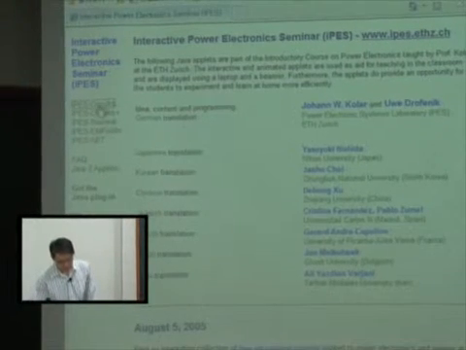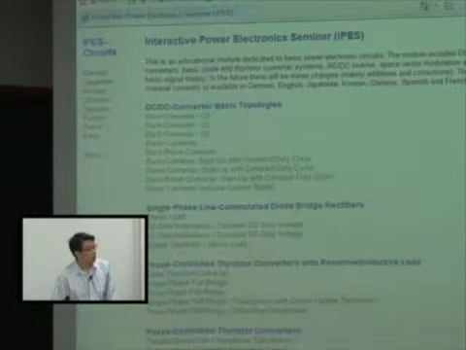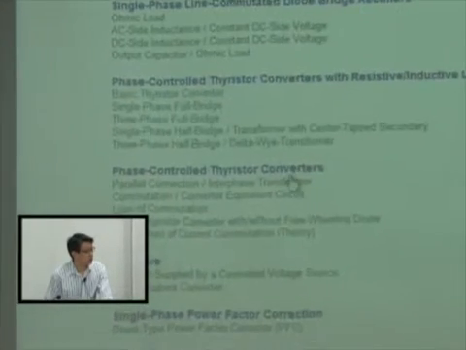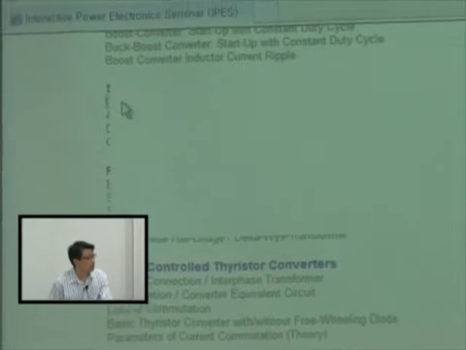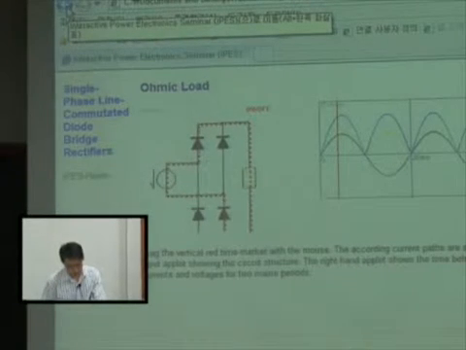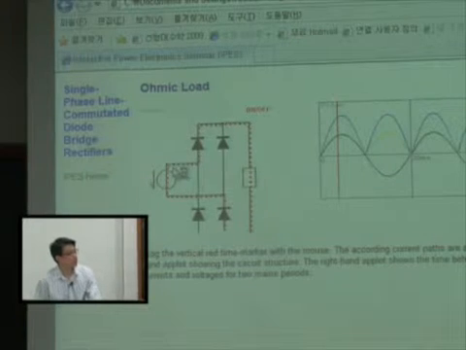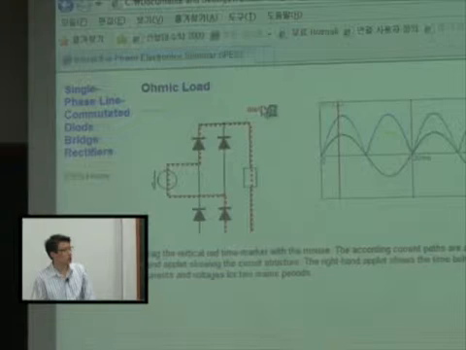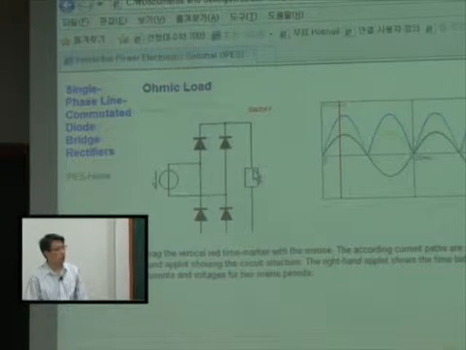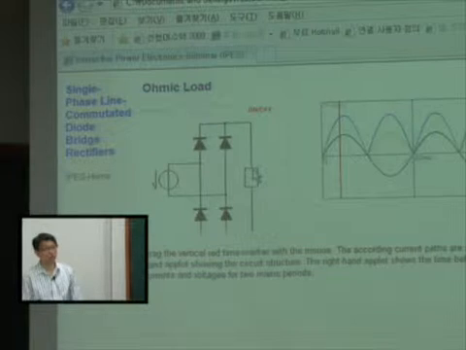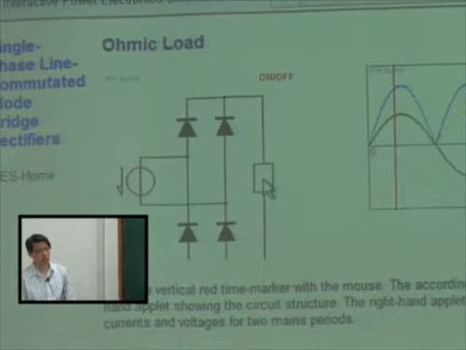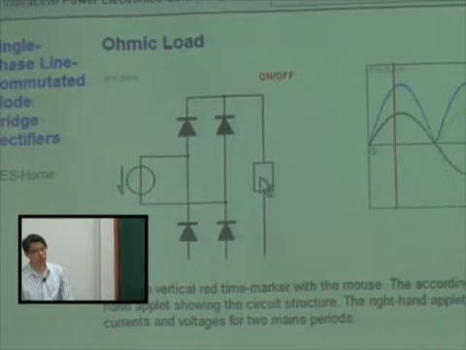If you remember, I showed one interesting example about the DC-DC converter, but now let's take a look at the single-phase rectifier. Here, this is an ohmic load, meaning resistance. What was our type in our course note? We studied under a current source, right? But this time this is resistance, so it's slightly different.